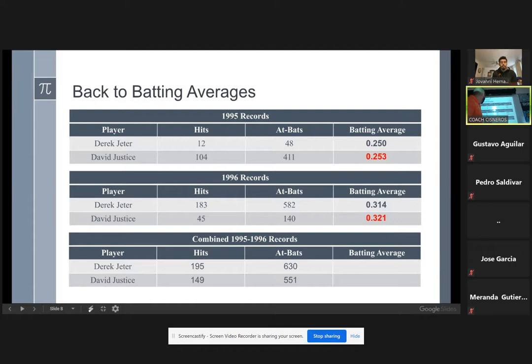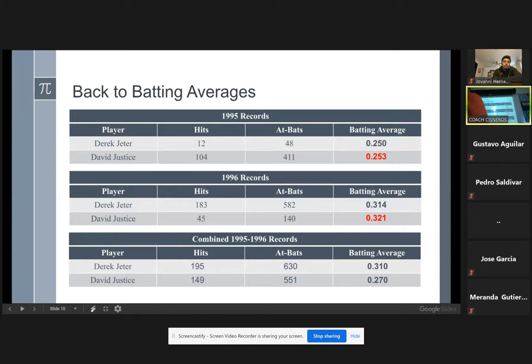Okay, watch this. Christian, will you do Derek Jeter's combined hits? All I did was add the hits and add the at-bats. I combined them together. Alan, do the Justice one. Christian, what did you get for Jeter? Point what? 309. And I think that rounds up to 310, because what's the number after the 9? 5. Yeah, so that rounds up to 0.310. Alan, what did you get? 0.270. What just happened?